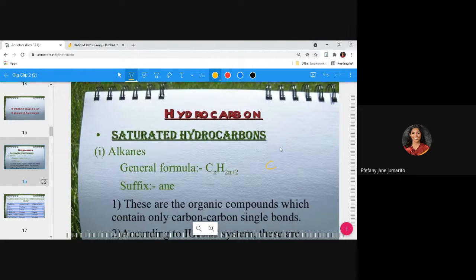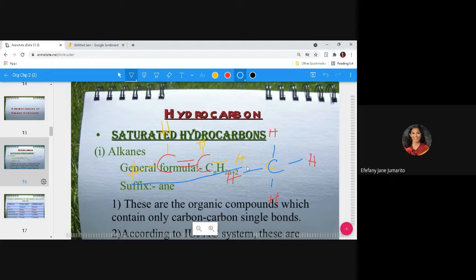Now, if we have C, and then we have H, H, and H, this one is saturated because all four bonds are occupied by hydrogen atoms. So it is saturated, and aside from that, it's single bond. Now, what if we have C double bond C, and then we have an H and an H, then we have H here. Is it saturated or unsaturated?